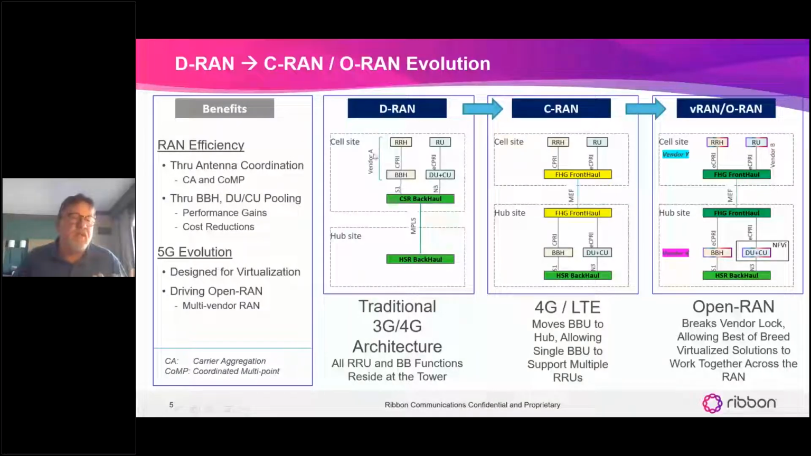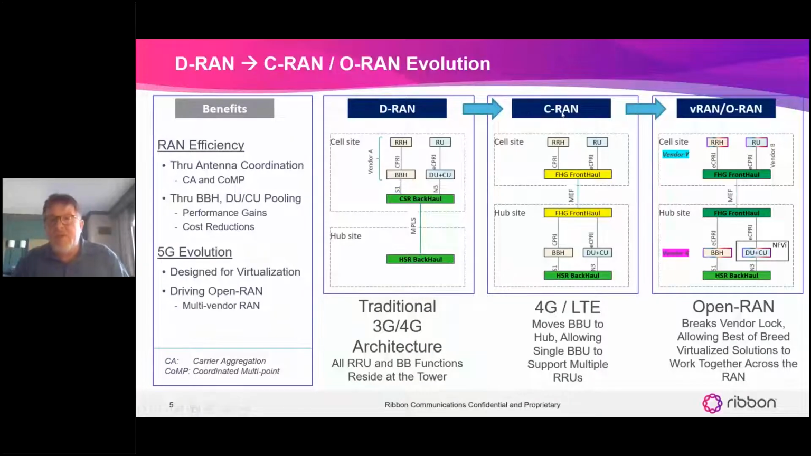So if you look here at the top of the slide, you'll see distributed RAN, which is what we've been using for years, right? It's traditional 3G, 4G architecture. All of your remote radio units, the antennas, and the baseband functions reside at the tower, and then they're backhauled to a hub site, okay?